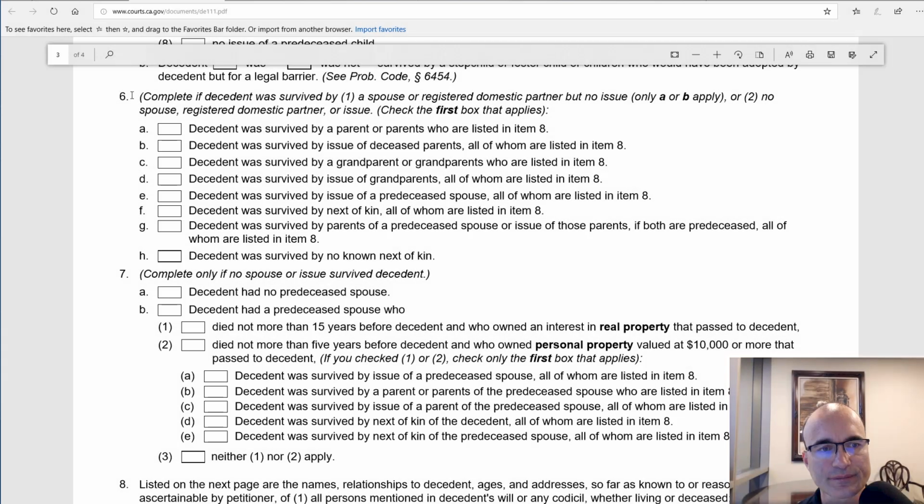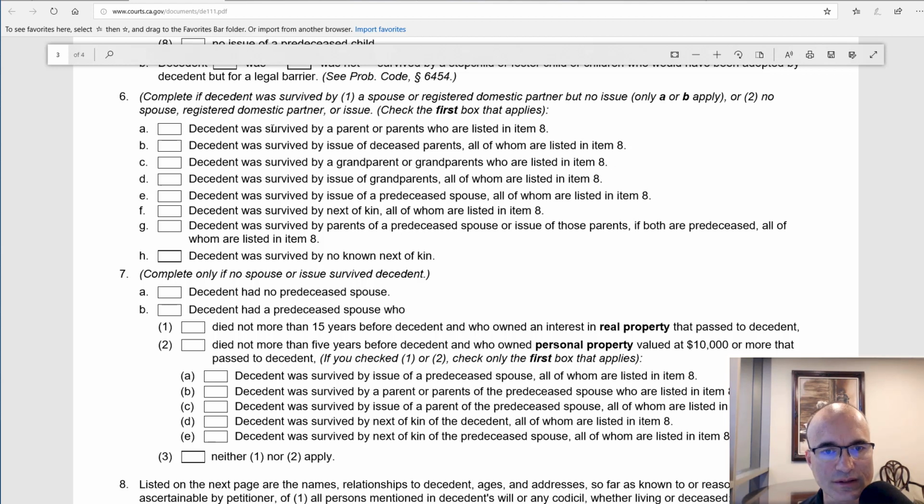Under number 6, this one gets really tricky. You really have to read through 6 carefully. So you complete number 6 if the decedent was survived either by a spouse or registered domestic partner but no issue, or no spouse, no registered domestic partner or issue. That's the only time you're going to fill out number 6. So if you have somebody who has a spouse and issue, then you don't need to do number 6. It's only if you have a spouse and no issue. So it's a very confusing section. So make sure you understand what they're asking you.